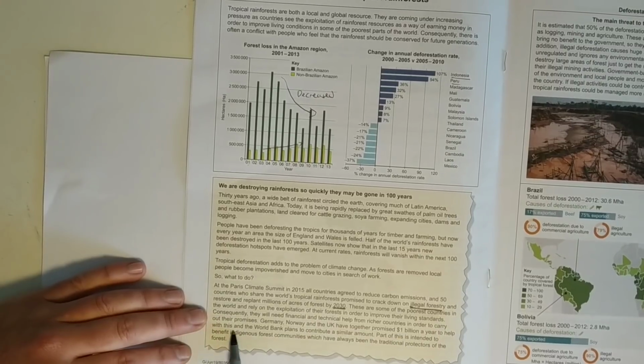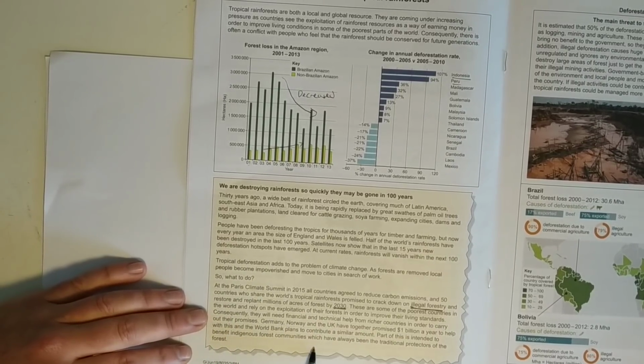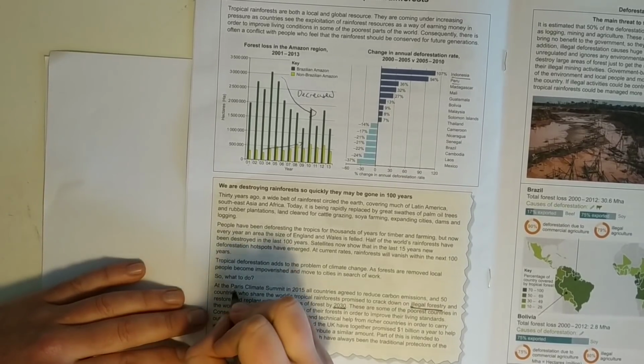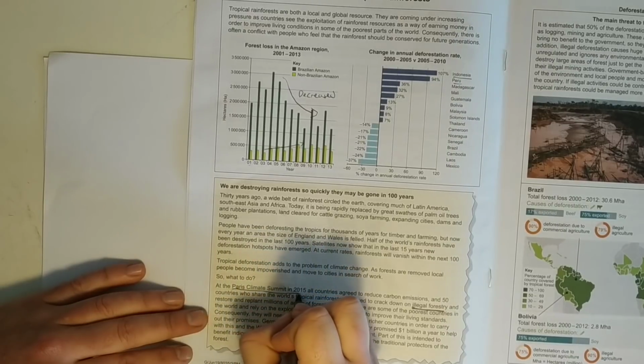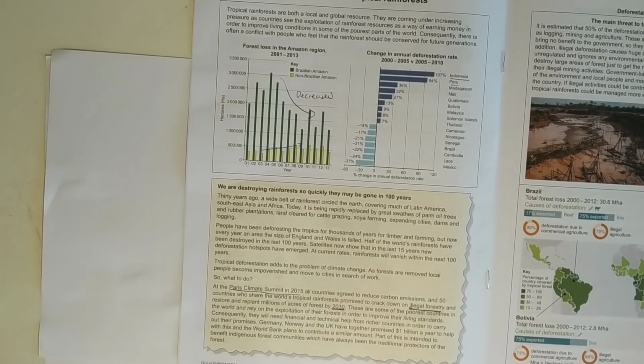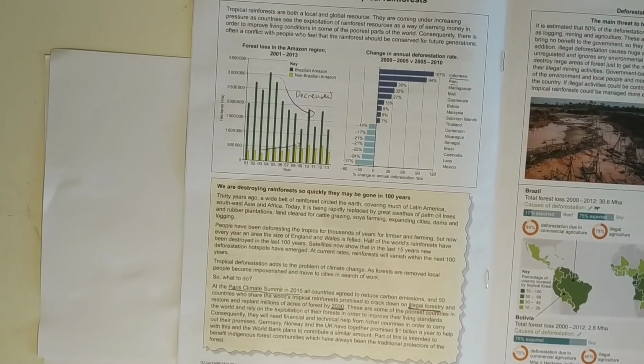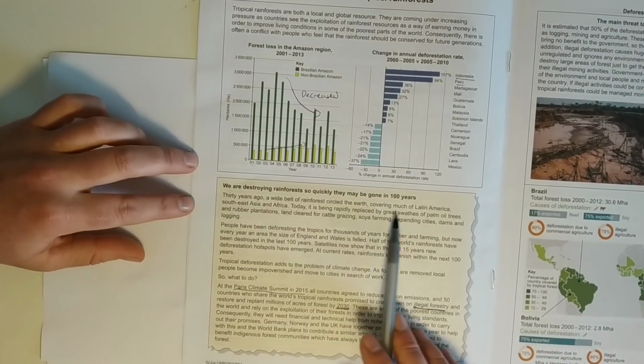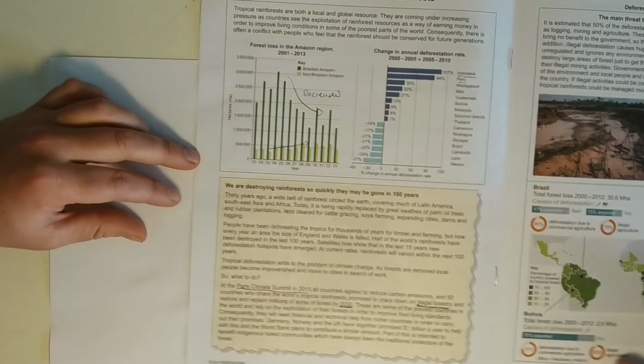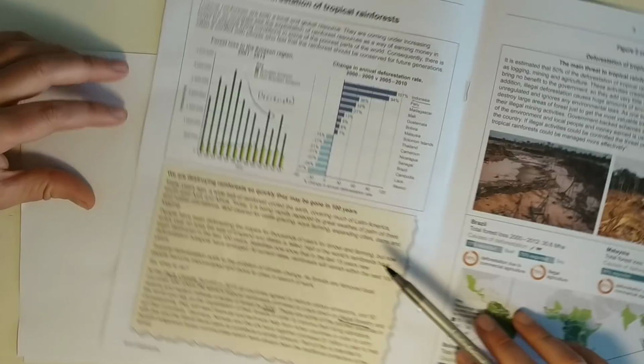Part of this is intended to benefit indigenous forest communities, which have been the traditional protectors of the rainforest. So there's lots of support, or developing support, to crack down on the illegal deforestation, which is a real problem certainly in the Amazon rainforest, but also across the rainforests in Latin America, Southeast Asia, and Africa.